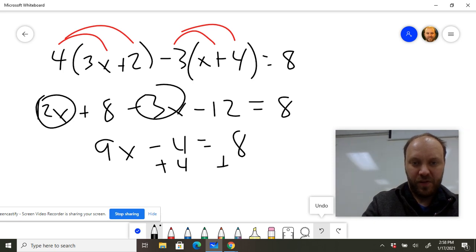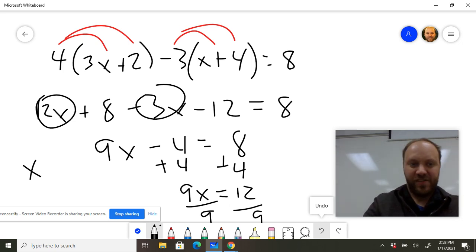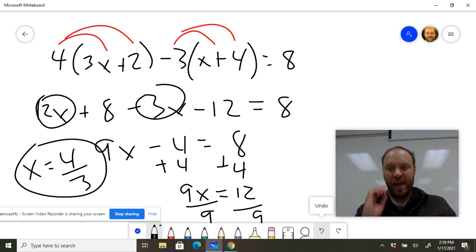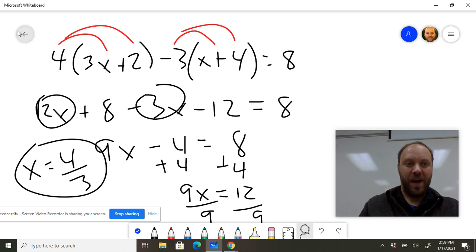Running out of room here a little bit, but we're going to end up with 9x is equal to 12. If you divide both sides by 9, you should find that x is equal to 12 ninths, which simplifies down to 4 thirds. If you have to write that as 1 1/3, that's okay. Please do not write it as 1.3 or any kind of rounded answer.